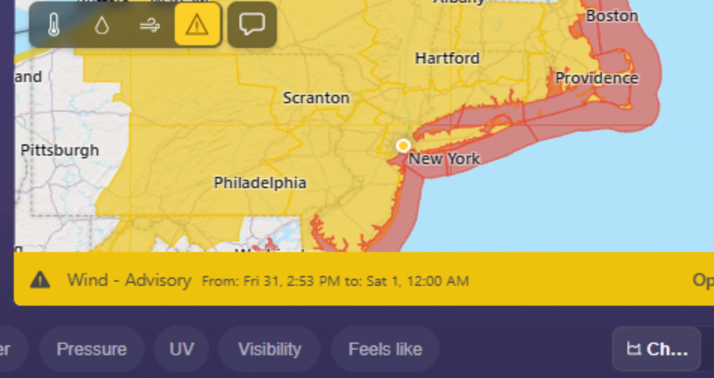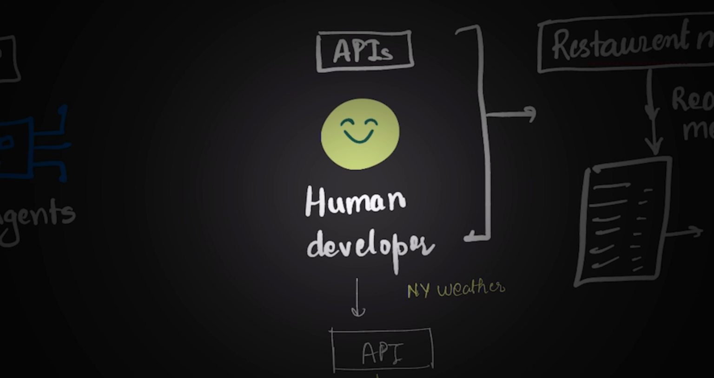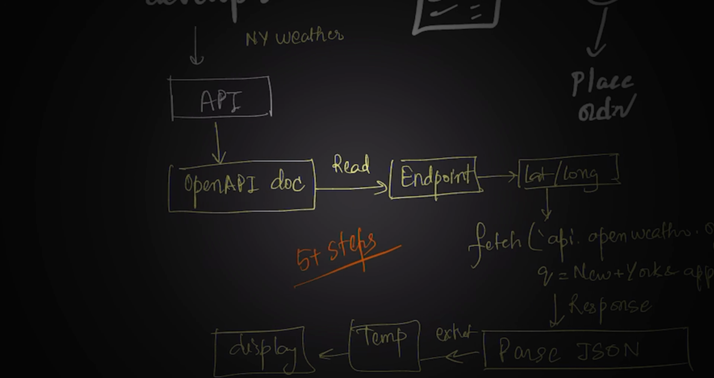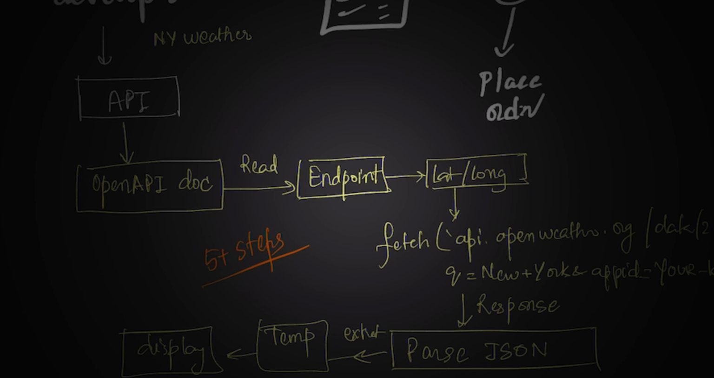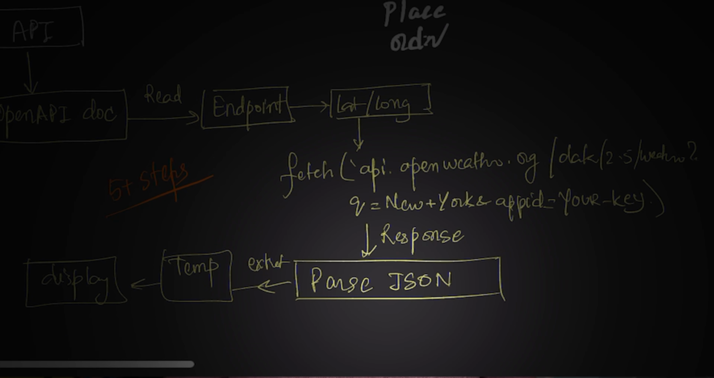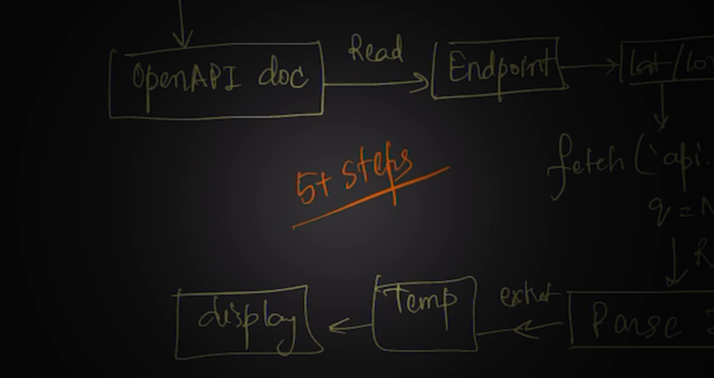Let me show you this with a real example. Let's say you want to get weather data for New York City using a traditional API. You, the developer, would go to the OpenWeather API documentation. Read through it to find the right endpoints. Understand that you need latitude and longitude or a city ID. Then write code. You handle the responses, parse the JSON, extract the temperature, and display it. That's 5 distinct steps you manually coded.